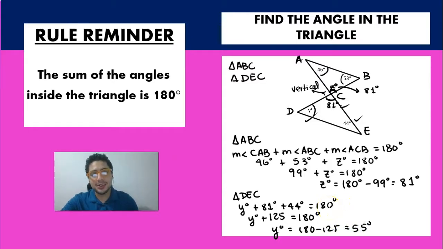And that is pretty much it, guys. So that's how we find the value of y, or angle CDE, by using the relationship of the vertical angles of the two triangles. So make sure you pause the video if you need a little bit more time to understand this one.